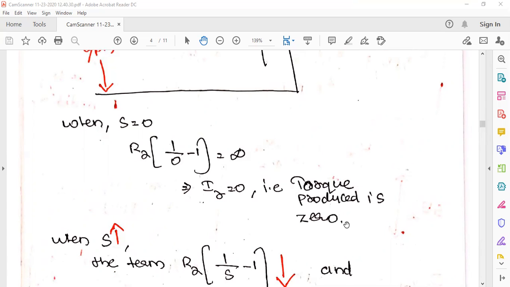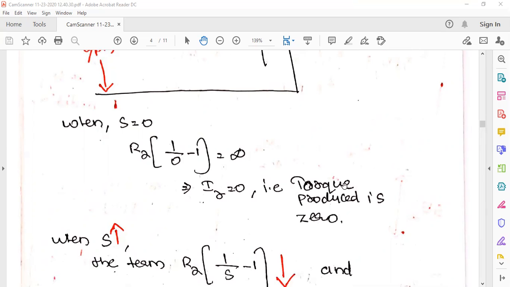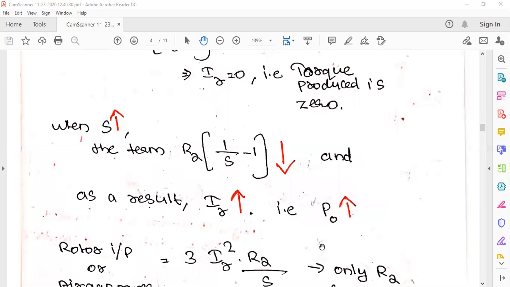So when slip increases, the term R2 into (1 by S minus 1) decreases. Taking 1 by 4, 1 by 5, 1 by 6, the total value is getting decreased. So this completely will be decreased, and as a result the current increases. That is, the power output increases, and there will be a torque output.